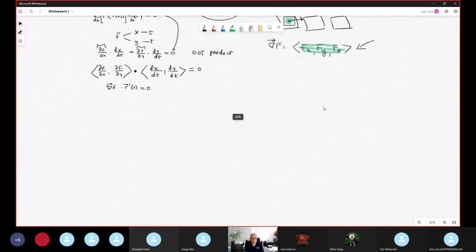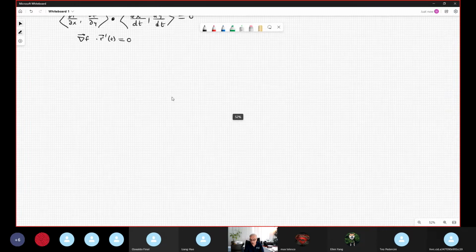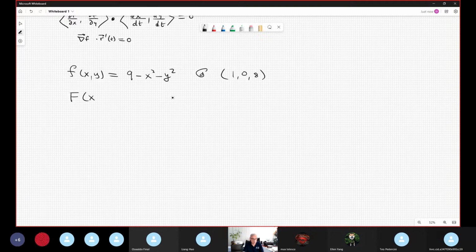Actually, we don't know yet what the gradient is. Okay, suppose this example, again, repetition, the example that we did before but with another approach. Suppose you have a function, the paraboloid, remember, 9 minus x squared minus y squared, at the famous point (1, 0, 8). Now immediately, I like that way. You compare the implicit formula.